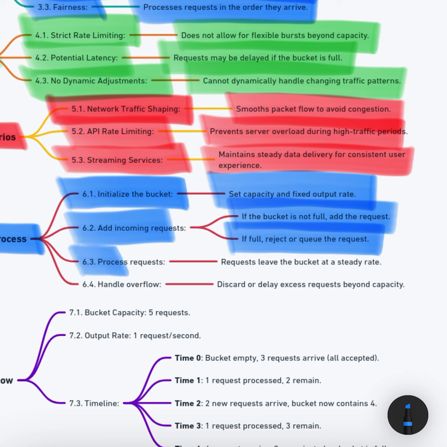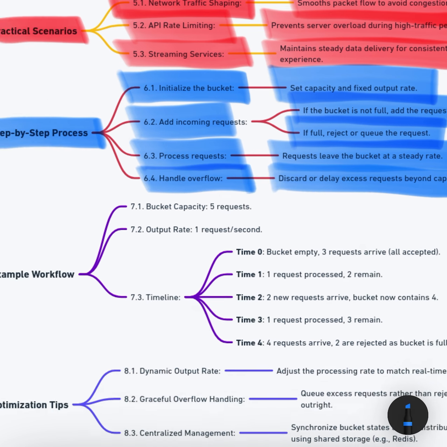3. Process requests at a fixed rate. Requests are processed at a steady, consistent rate over time. 4. Handle overflow. Requests beyond the bucket's capacity are either discarded or queued.